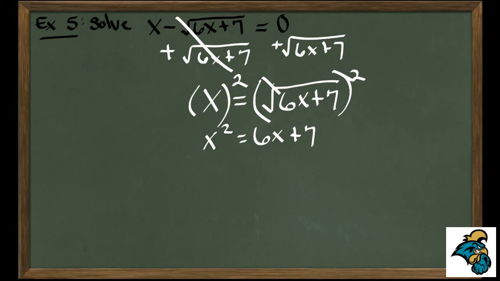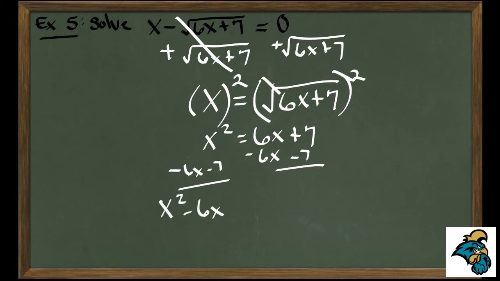Well, notice I have a quadratic. How do I solve a quadratic equation? Well, first I want to get it in the right form. So I want to move the 6x to the other side and the 7. So I have x squared minus 6x minus 7 is equal to 0. Now I have options, okay? I can try to factor, or I can use the quadratic formula. I prefer to factor if I can in any situation.